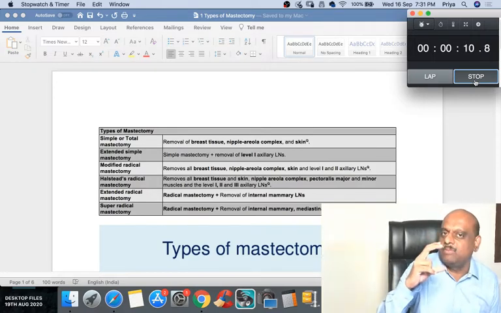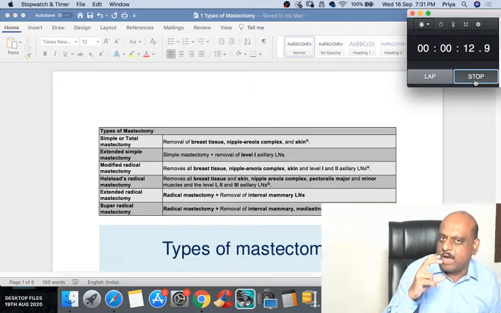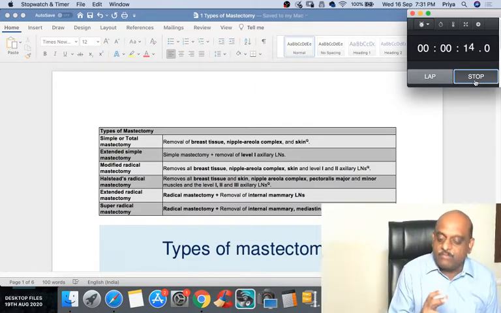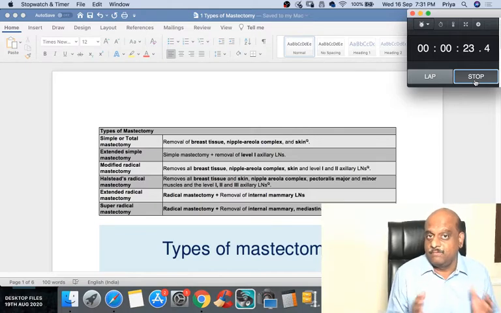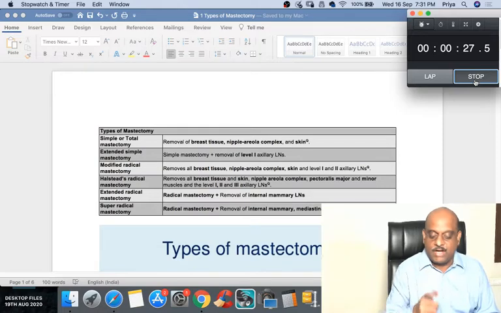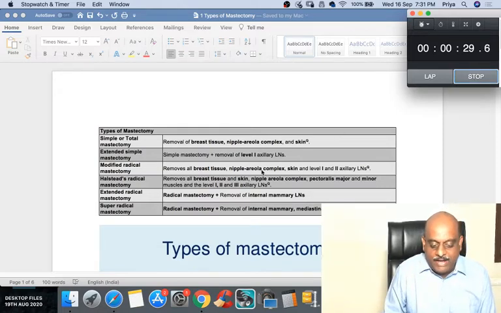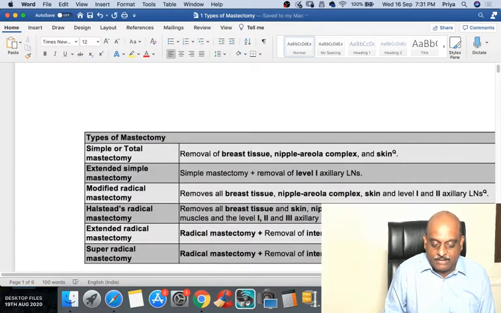In 3 minutes, can we revise one concept which is frequently tested in the entrance exam? That is going to be the challenge. I'm going to give you thousands of videos which are of 3 minutes duration. Let us start the game. One of the favorite areas for the examiner that you need to be very sure of is mastectomy.